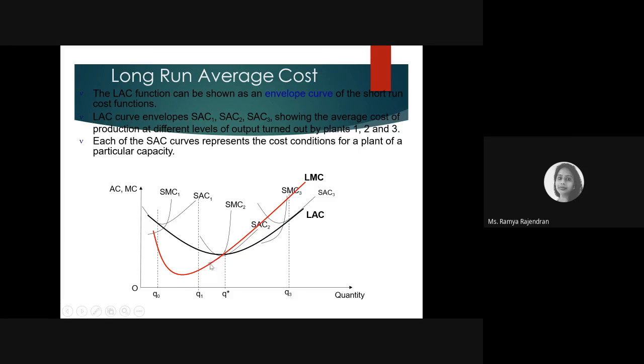At a point when LAC becomes a minimum, LMC will be equal to LAC, and then when LAC is increasing, LMC will be higher than the LAC, but it will be very big. The number will be exponentially increasing. So most of the time, the firms will try to produce in this stage to optimize their cost.